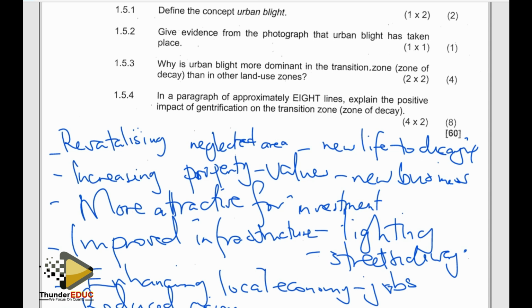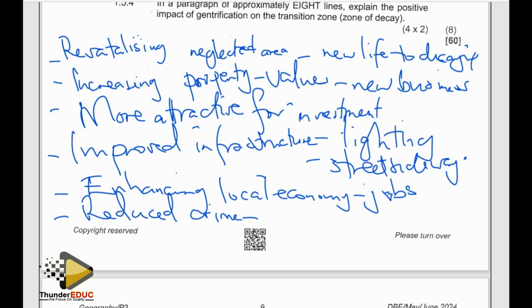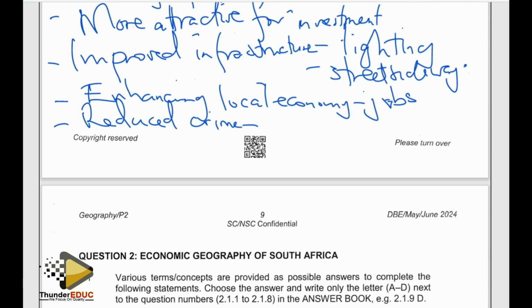Which will also mean that crime levels are going to get reduced, and that is going to have a positive implication on the society of the people in the zone of transition. Right, those are some of the responses that are possible to such.